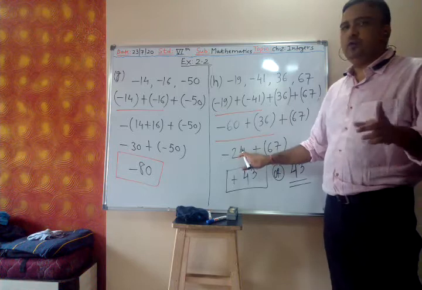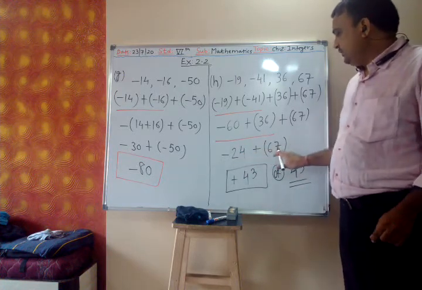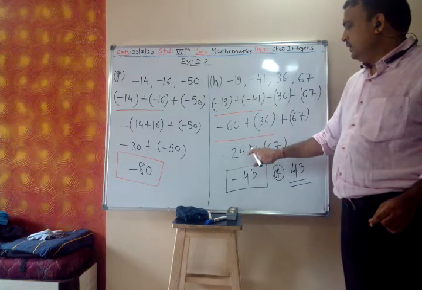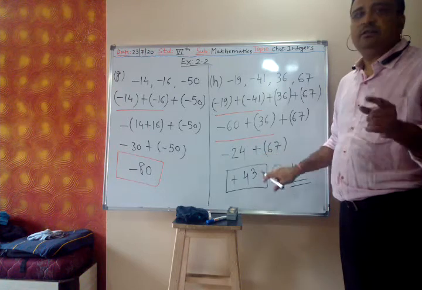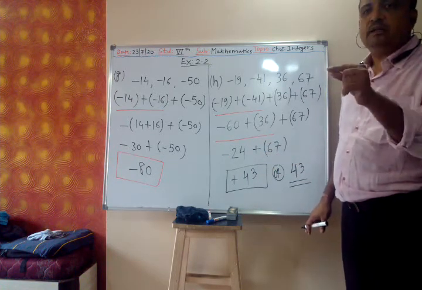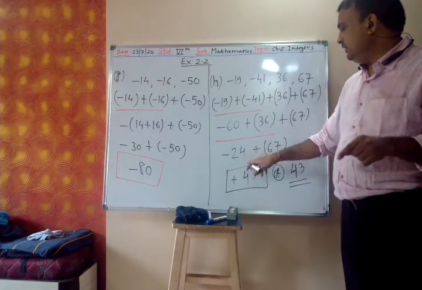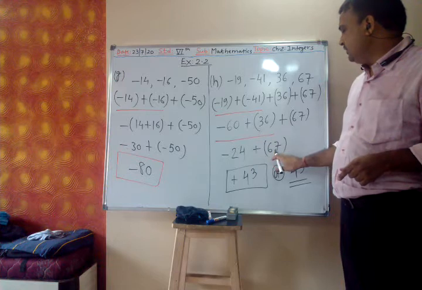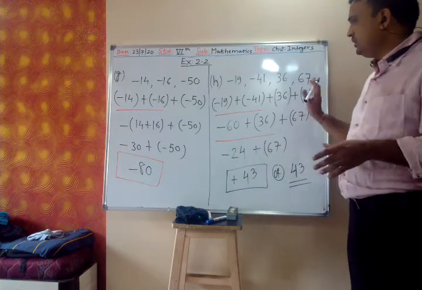Because 24 has a minus sign and 67 has a plus sign. So whenever they have opposite signs, minus and plus, we subtract. Subtract the smaller number from the bigger number. So 67 minus 24 is 43, and we take the sign of the bigger number. The bigger number is 67. What is the sign of that? Plus. So we write plus 43 or 43.